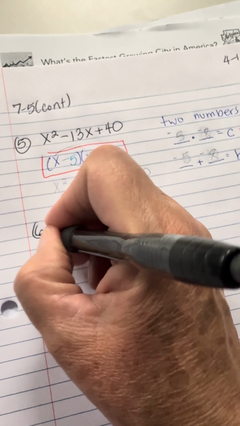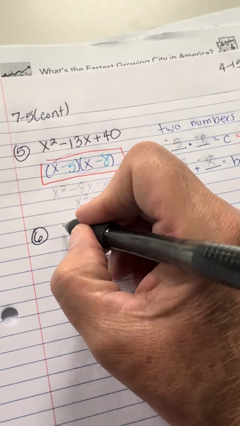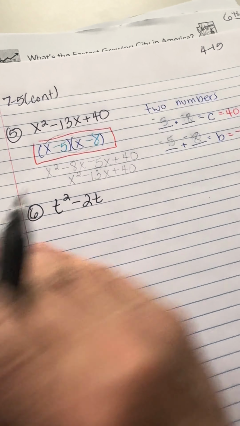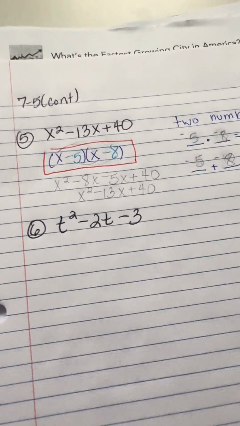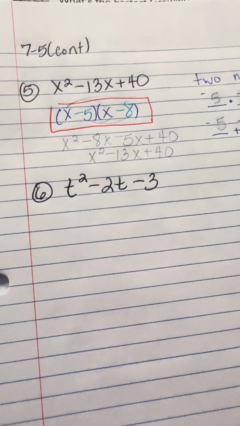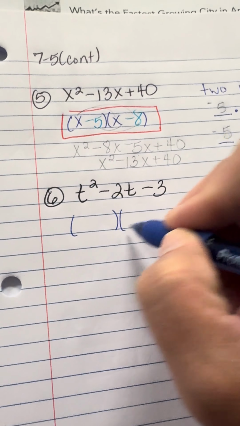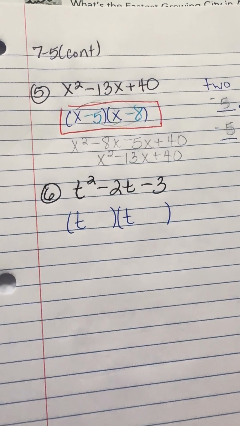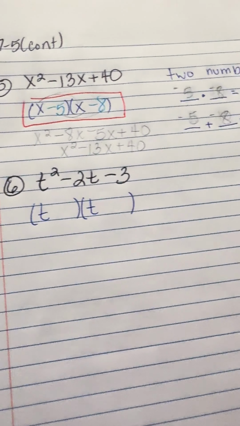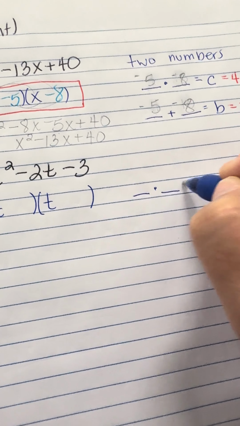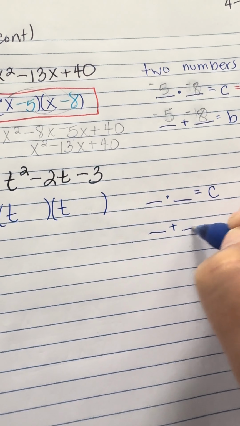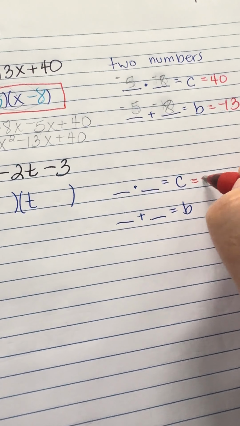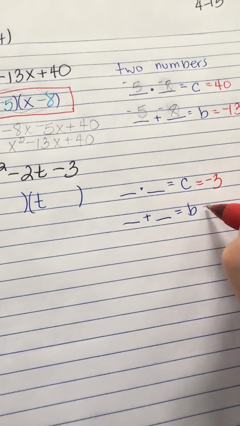All right, last one. This time I'm going to change the letter here so we can get used to seeing other letters. I'm going to make it a t squared. Just so we can get used to that, because that's going to show up on your worksheet. So we've got a trinomial. A is equal to 1. So I'm going to throw down my two sets of parentheses, and since that's a t squared, I'm going to write a t and a t there. I'm looking for two numbers that multiply to give me C, and those same two numbers need to add to give me B. C here is -3, and B is -2.